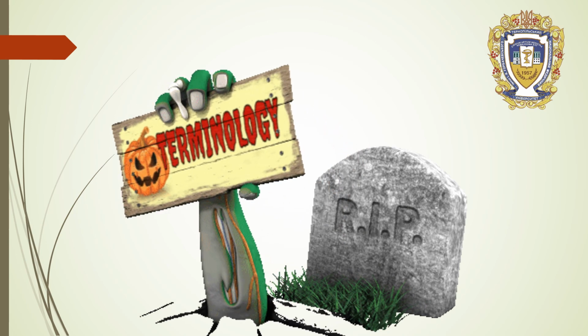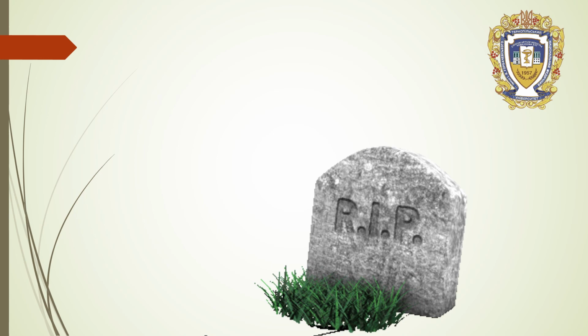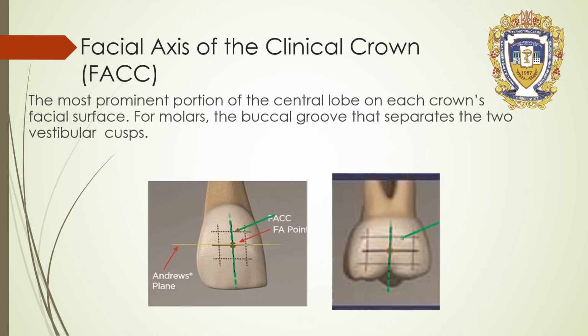And now let's talk about terminology. What does it mean, facial axis of the clinical crown? The most prominent portion of the central lobe of each crown's facial surface is called the facial axis of the clinical crown. For molars, it is the buccal groove that separates the two vestibular cusps.